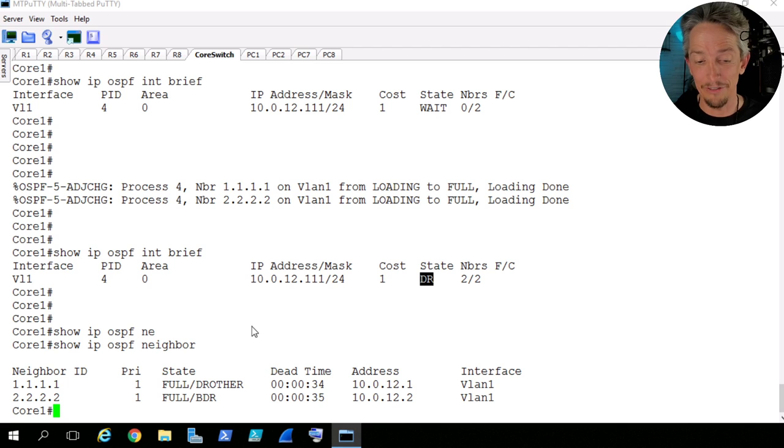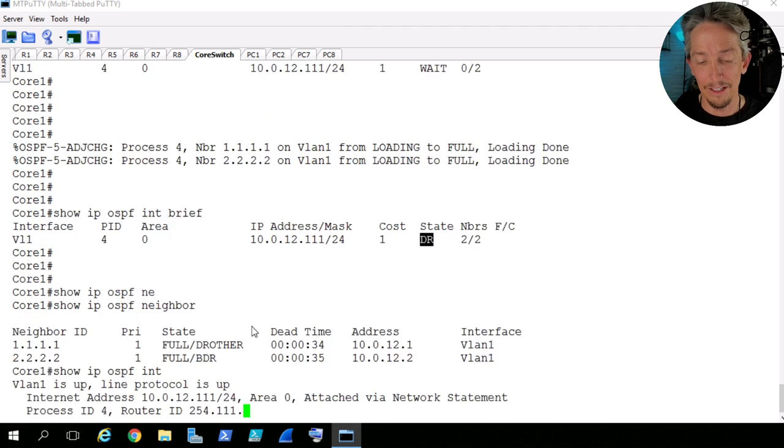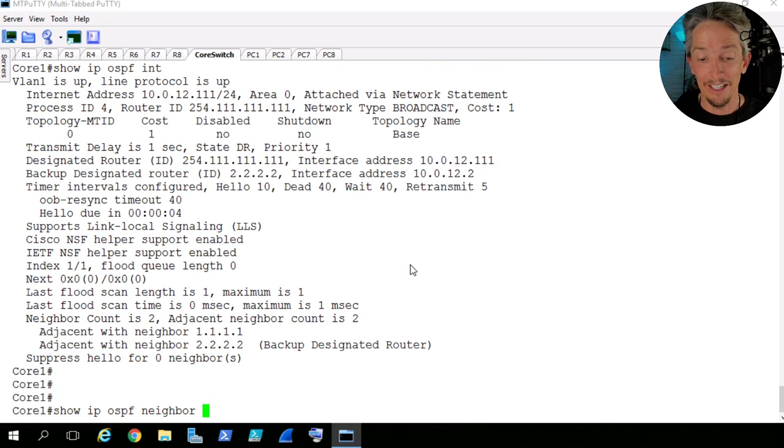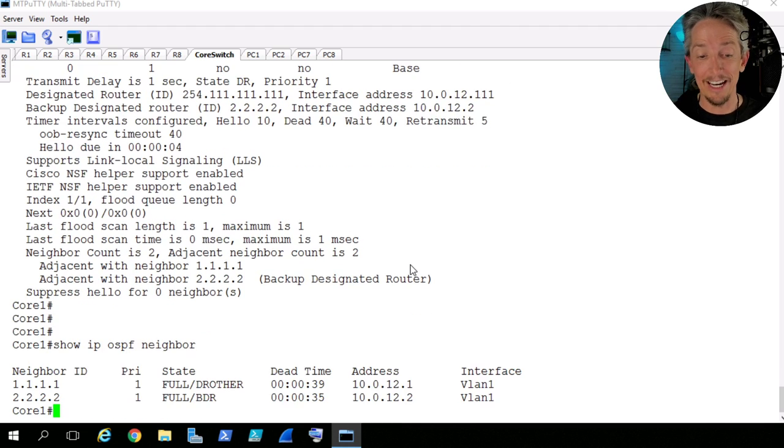So the router ID for Core One was that wacky 250 address that we put. So we just show IP OSPF, there we go. So his router ID is 254.11, and because of that, and his priority is one, all the priorities are one, as a result, they all reestablished and negotiated who's going to be the DR. This guy, Core One, had the highest router ID, and as a result, it became the new designated router.